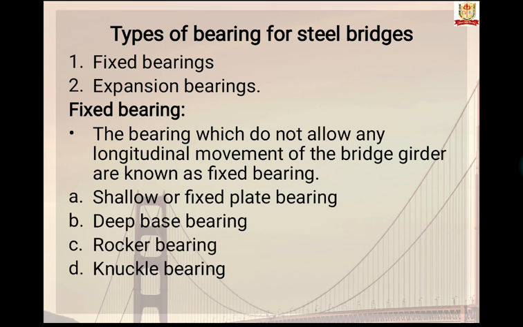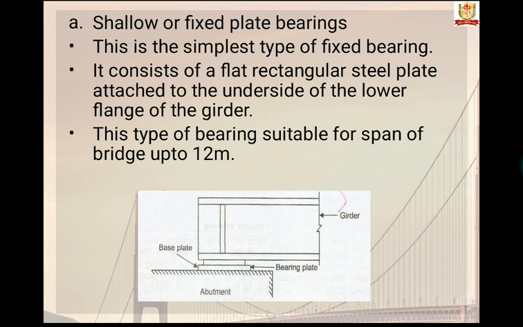Fixed bearing: the bearings which do not allow any longitudinal movement of the bridge girder are known as fixed bearings. These are further classified into the following types: shallow or fixed plate bearing, deep base bearing, rocker bearing and knuckle bearing. Shallow or fixed plate bearing. This is the simplest type of fixed bearing. It consists of a flat rectangular steel plate attached to the underside of the lower flange of the girder, and this type of bearing is suitable for a bridge span up to 12 meters.